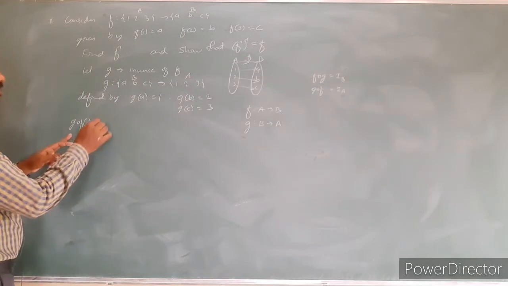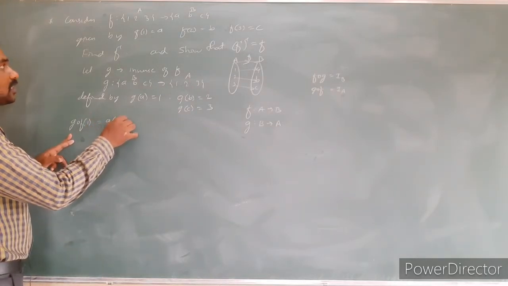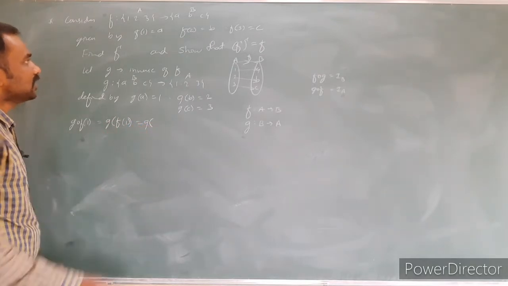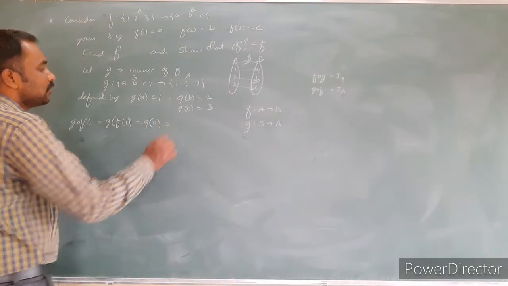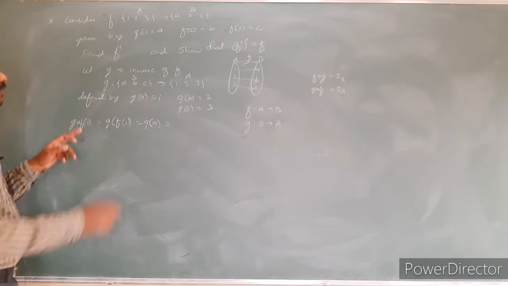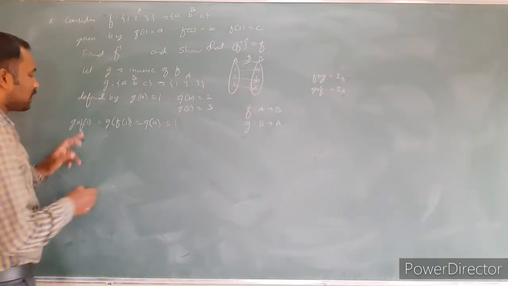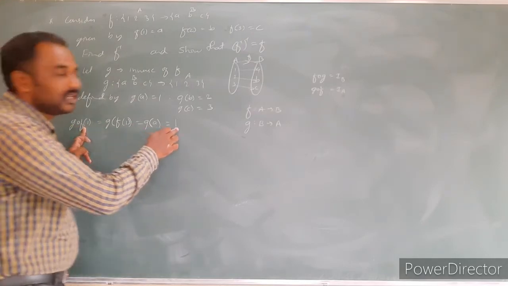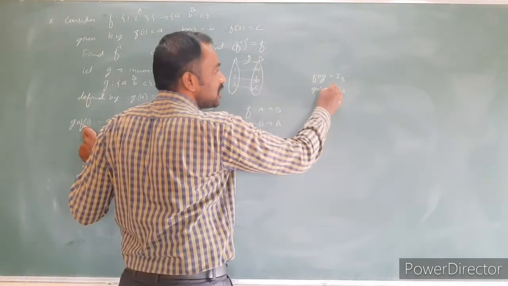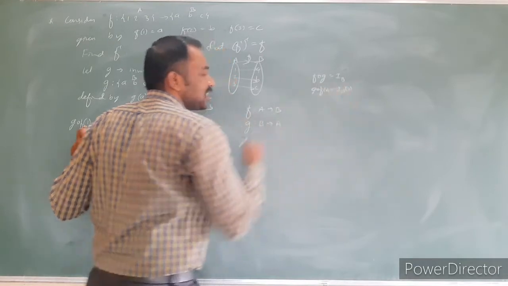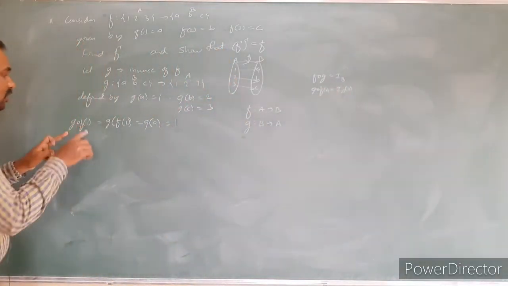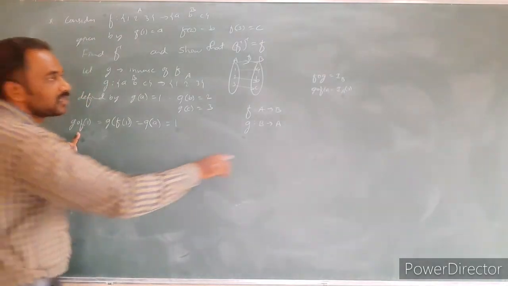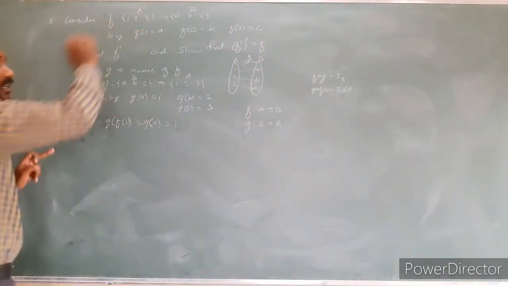What will we get? G of F of 1. What is F of 1? F of 1 is nothing but A. What is G of A? G of A was already defined. This is the element 1, we just got it. Here, if you consider X, we will also get X, the identity function. Is this present in the set A or not? Yes, it is present in the set A.